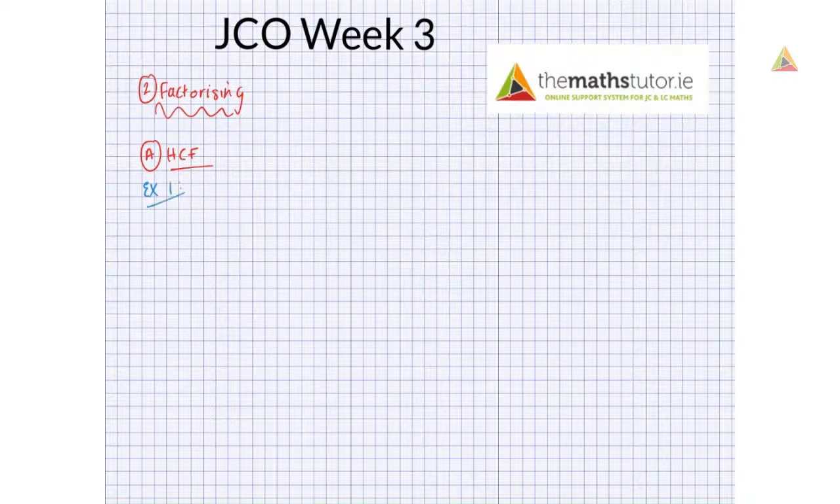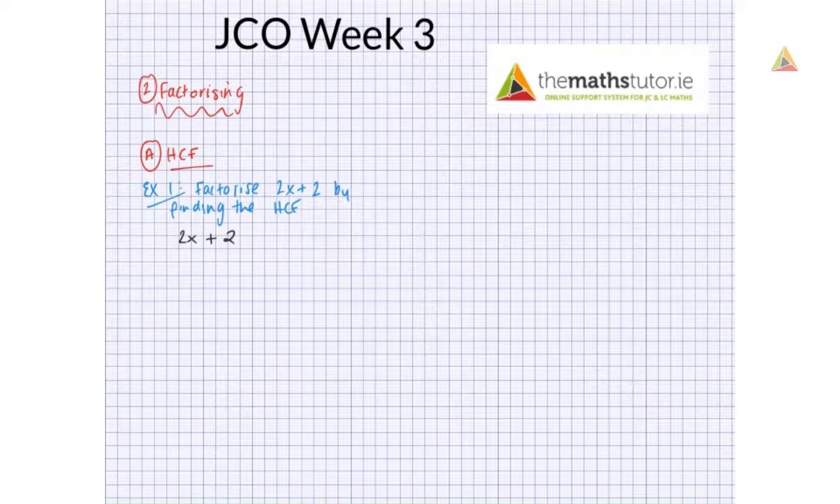With HCF, you're going to be asked to factorise 2x plus 2, by finding the HCF, which is the highest common factor. Now, the way we do this, I'm going to write it out. So 2x plus 2. Let's have a look and see, is there anything that's common to 2x and 2? x is only common to this term, but we have 2 that's common to both terms. So what we're going to do is pull out 2 and open up our brackets.